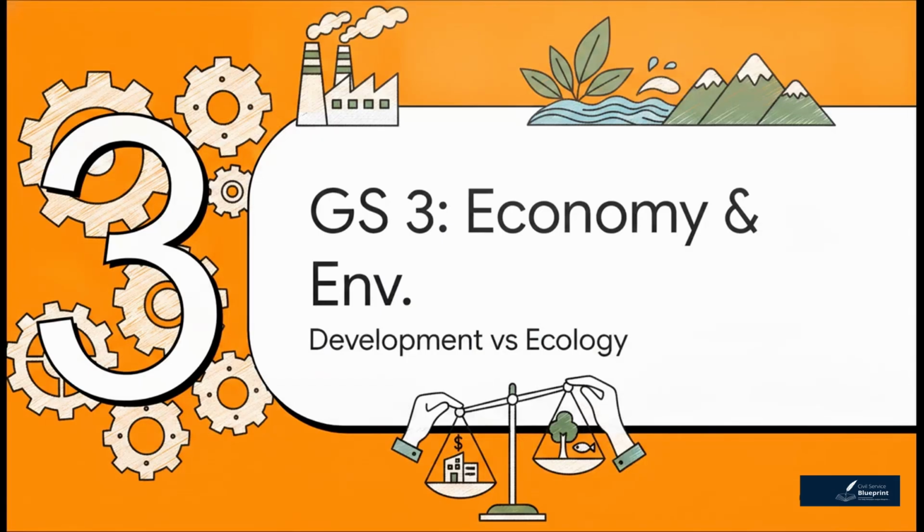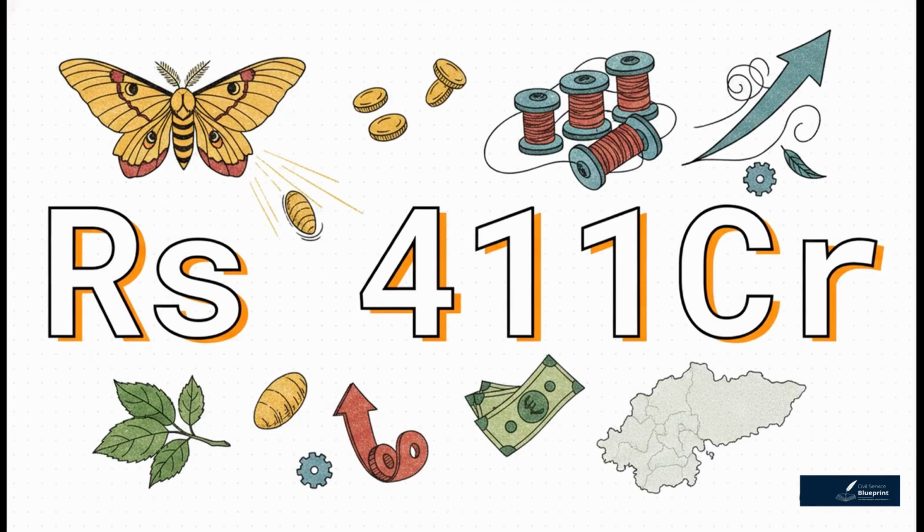All right. Let's shift gears to GS Paper 3, Economy and Environment. This paper is always a delicate balancing act between massive economic projects and ecological vulnerabilities. Let's look at the development side first. 411 crore rupees. That is a massive budget allocated for a transformative project called Sneha Jodi. It's totally focused on revamping Assam's traditional, world-renowned Muga silk production.